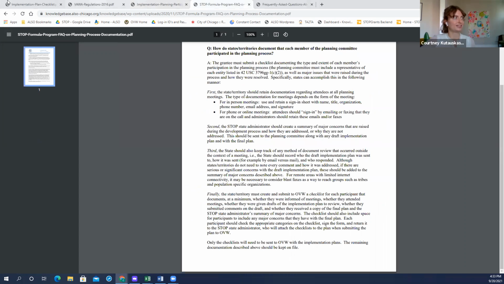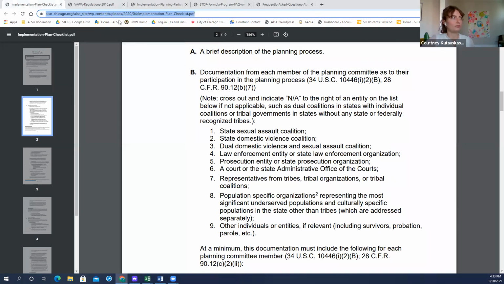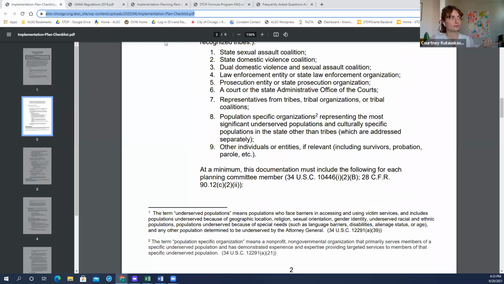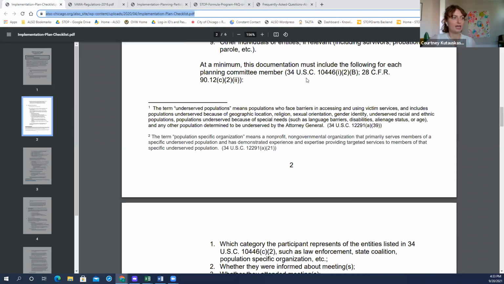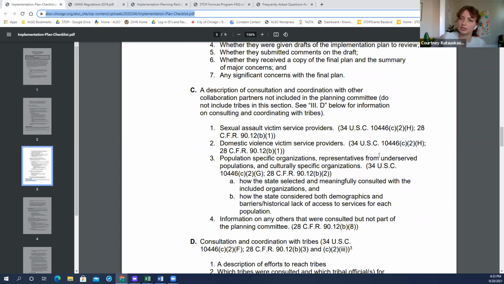So back to the implementation plan. That form can be used for all of those in your planning committee. But then in terms of your larger consultation, this is for people who are not involved in your planning committee. You do have to provide a summary of how they participated, or just what concerns were raised when you did consult with them. This is kind of where the workbook comes in, for both those part of your planning committee and those just part of the larger consultation.